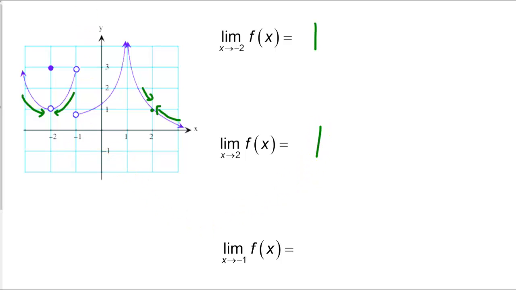If I get close to -1, let's do this in a different color. We get close to -1 from this side and close to -1 from this side. You'll notice that these red arrows are approaching 2 different values. Because they approach 2 different values, we say this has no limit. We must approach the same y value from both sides of the x's in order to have a limit.